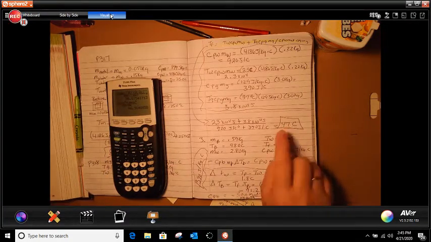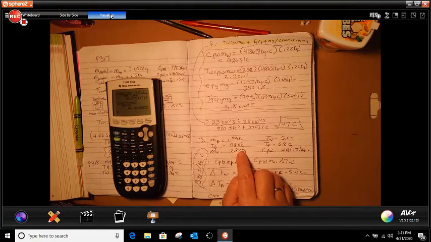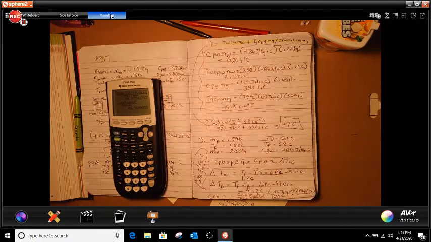For number 3, it's a little different because it says brass is an alloy made of copper and zinc. 59 kilograms of brass at 98 degrees Celsius is dropped into 2.0 kilograms of water at 5 degrees Celsius. If the equilibrium temperature is 6.8 Celsius, what is the specific heat capacity of the brass? So we're only wanting to find the brass part of this.